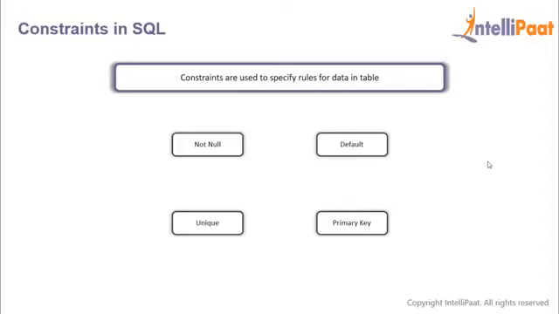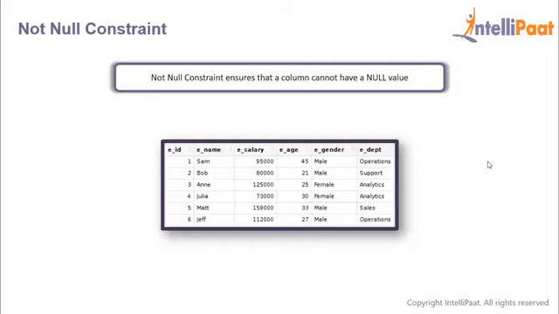So constraints are basically used to specify some rules on the data and limit the type of data that can go into a table. We will look at these 4 constraints: not null, default, unique, and primary key. Let's start with the not null constraint. By default, a column can hold null values. With the help of the not null constraint, we can ensure that a column does not have null values. So the not null constraint basically ensures that a field always contains a value.